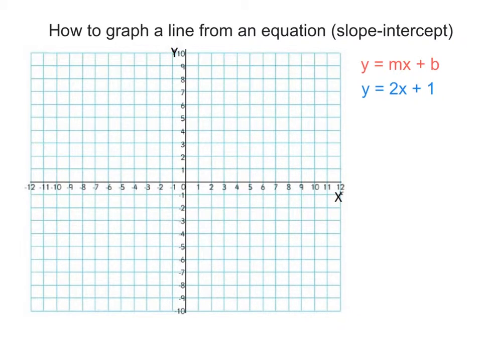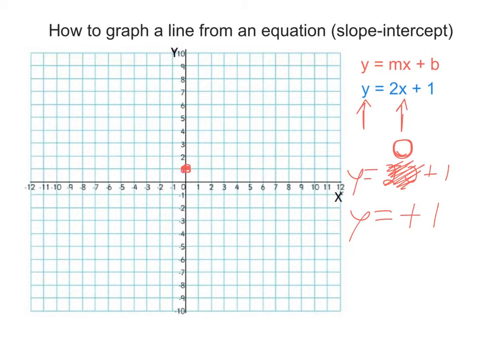There are two ways to figure out the first point. I like to put in 0 for x and see what I get for y. If I put in 0 for x, I get 2 times 0 plus 1. 2 times 0 is just 0, so that disappears. I'm left with y equals plus 1. So I know that when x equals 0, y equals plus 1.